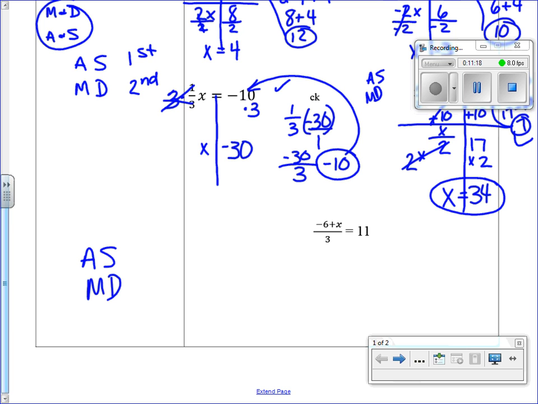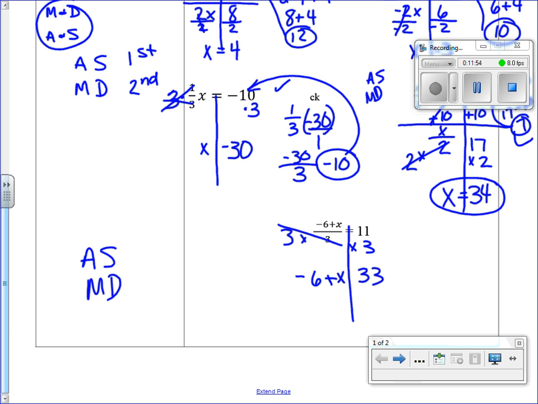So what I need to do is get rid of that divide by 3. And all we do is our inverse operation. So I'm going to multiply both sides by 3. By doing that, those guys just go away. So I'm left with negative 6 plus x. And then I have 33 here. Okay, I'll give you a second to write that down and see what's happening there.